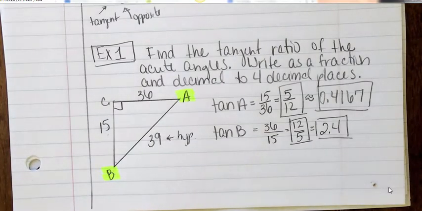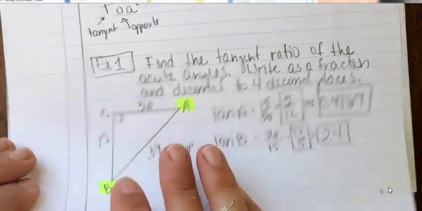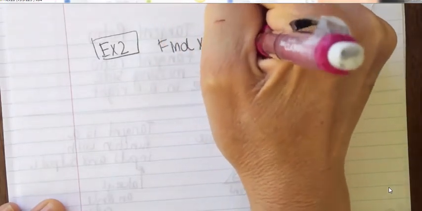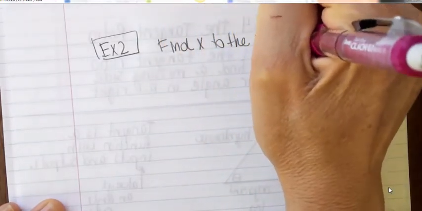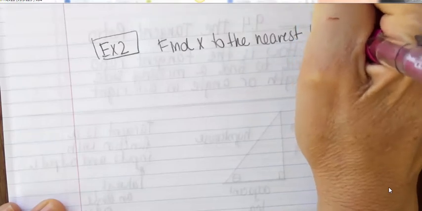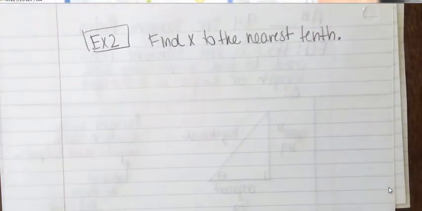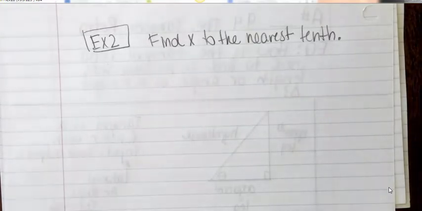All right, let's do example 2. Find x to the nearest tenth. Nearest tenth is 1 decimal place, if you don't know that. All right, and you're given a right triangle.